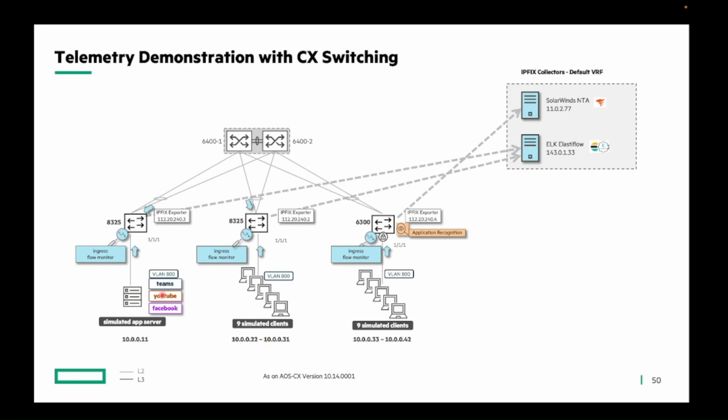I'm going to communicate between the server and the clients and see how the flows look on interface 111. You'll see 9 to 10 clients here, and 9 to 10 clients on 6300 also. I will have a separate demo on 6300: if I have only one client authenticated, then the remaining will not be seen in the collector.